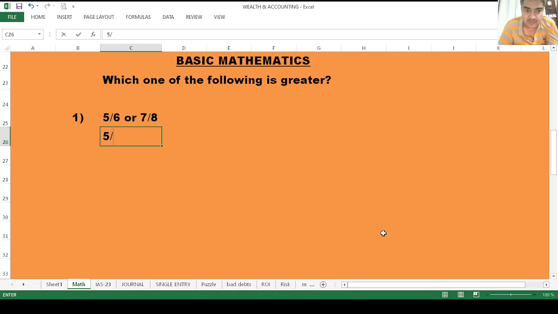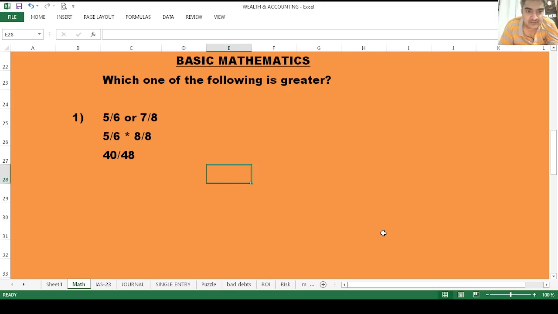5 divided by 6. We multiply this fraction with 8 over 8. Okay, so if we multiply 5 over 6 with 8 over 8, it will come 5 multiplied by 8 is 40, divided by 6 multiplied by 8, 48.